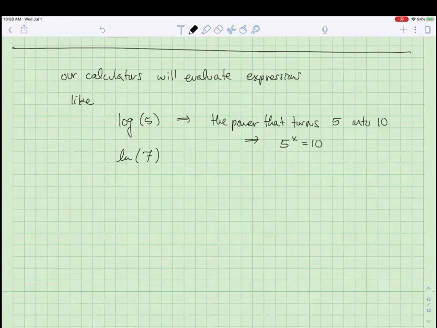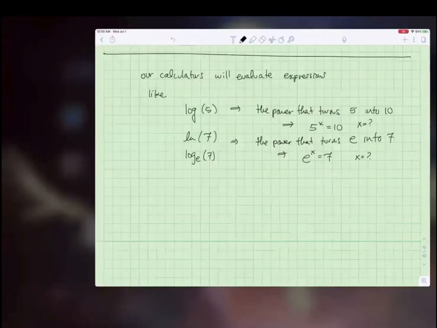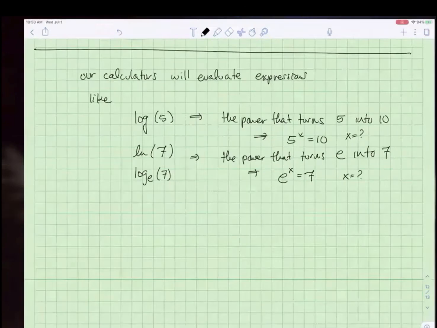I don't know what it is. It's not 2. 5 squared is 25. And there is some power that turns, let's see, this is log base E of 7, that turns E into 7, i.e. e to the x equals 7. The question is, what are these values? And if we go to our calculator really quick, we can actually find that out.